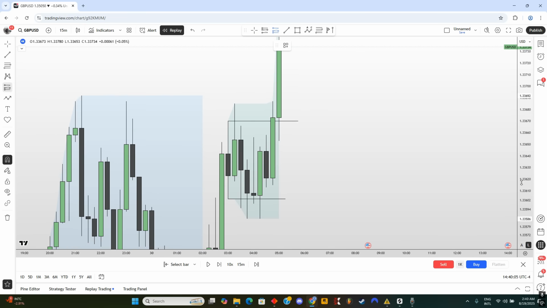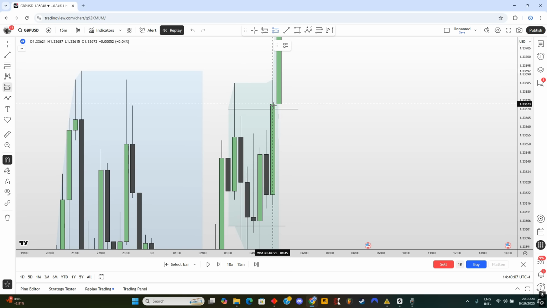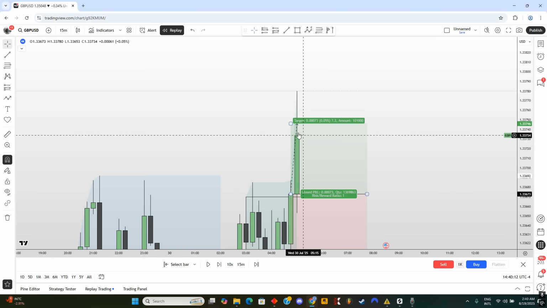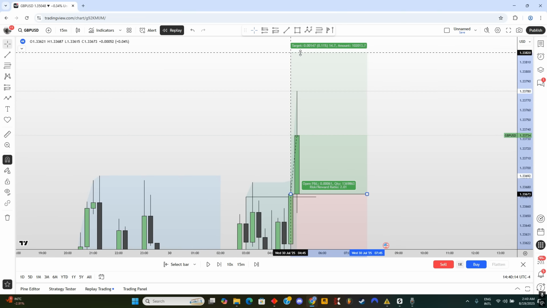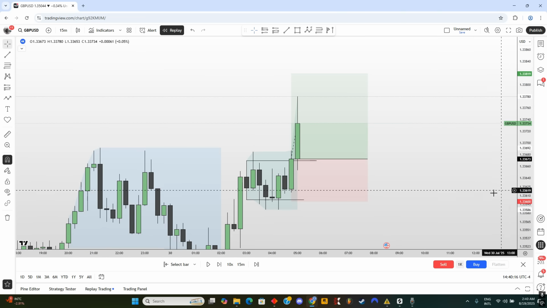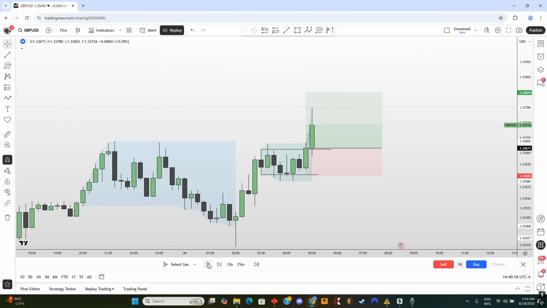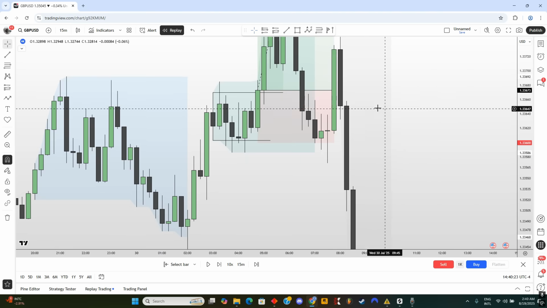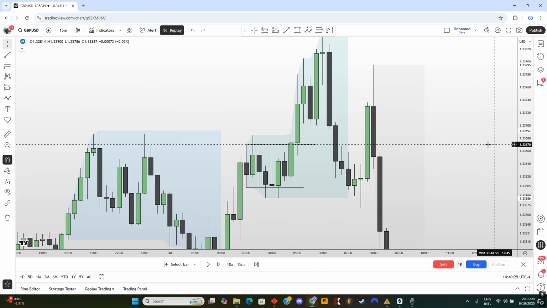And since the body closed slightly above it, we don't need a retest. Now put your stop below the low over here. And then just go for 1 to 2 risk to reward. Of course, you're going to go break even at 1 to 1 risk to reward ratio. And pretty much the trade hits the TP and then it reverses back down. Pretty simple. Let's move on to the next example.